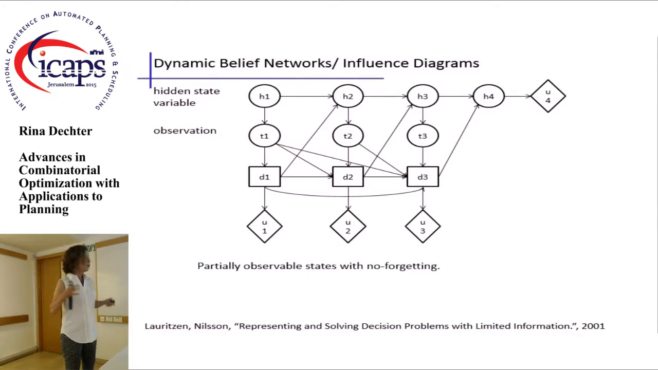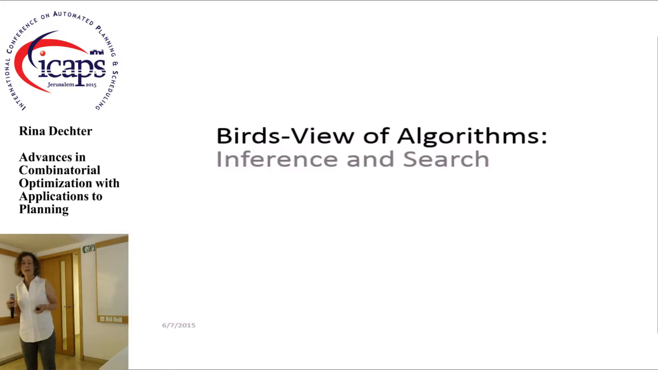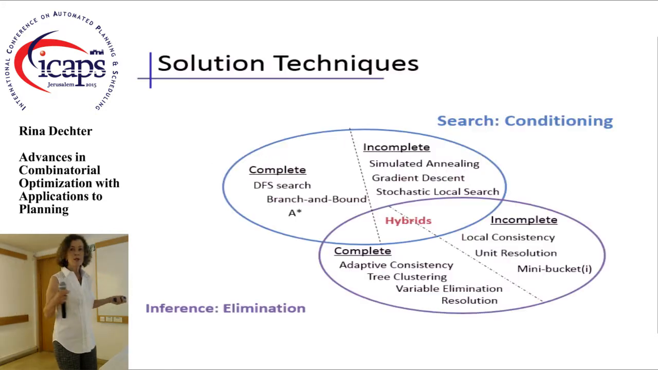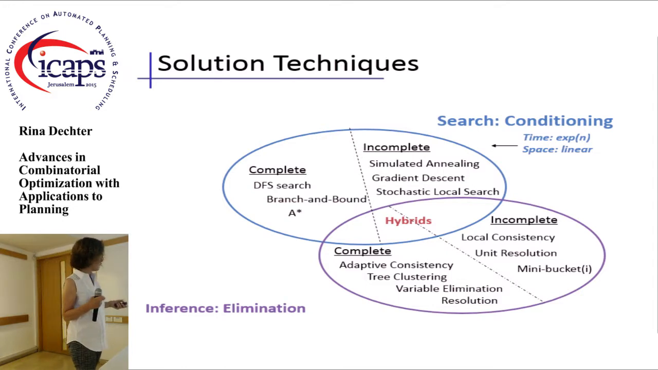So the bird's-eye view of the algorithms: all the algorithms that I will talk about can be described quite simply as two types, either search or inference, or a hybrid. So search is what you know. I mean, we do best-first search, depth-first search. And that search seems not really very appealing, exponential in the number of variables, but we will see that it's possible to do better.